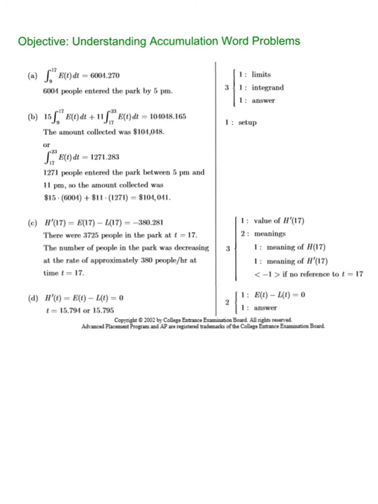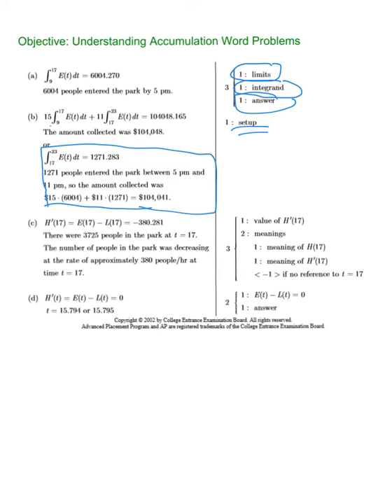So A was 6004. So notice we get our point for the 9 to 17, a point for our limits, a point for the integrand, and a point for the answer. Letter B, notice it's only the setup. So as long as you're multiplying the correct stuff together, like I had that, I did it like B. As long as you're setting it up, that's all that matters. They don't even care that you got the right answer, which is interesting.